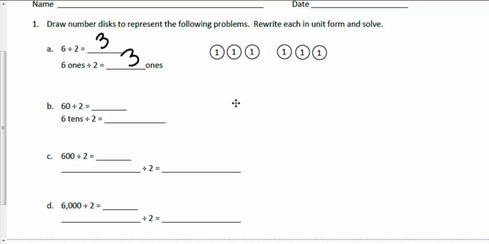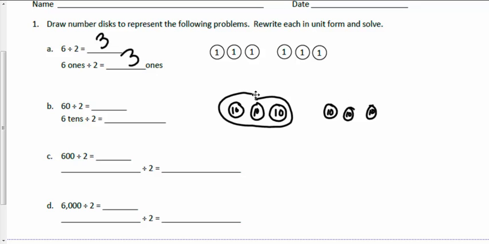So now let's do 60 divided by 2. So we're going to take 1, 2, 3, and these are tens. That's one group. This is 2 groups. So now I took 60 and I put them into 2 groups. So how much is in each group? 3 tens or 30. So 6 tens divided by 2 equals 3 tens, which is 30.